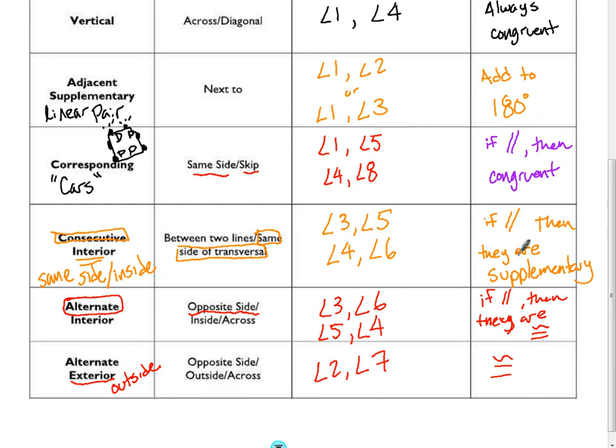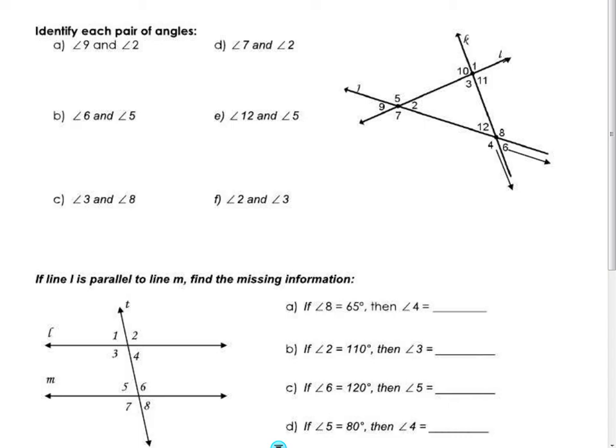Alright, so let's do a couple example problems, and I'm going to give you some space to try some on your own. First, let's look at A, B, and C, and then you can try D, E, and F on your own. A, B, and C. Since 9 and 2 share a vertex and they're opposite of each other, these would be considered vertical.